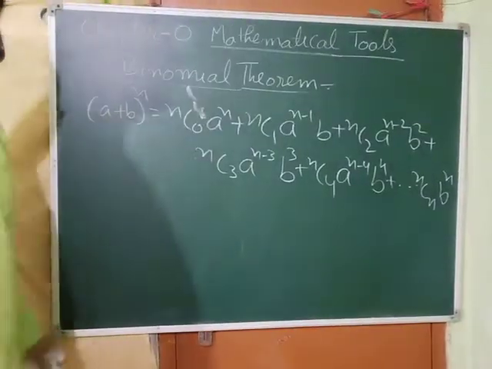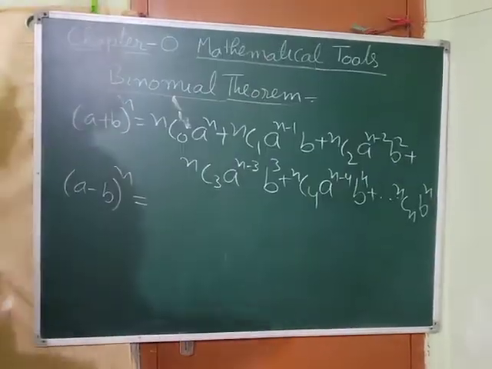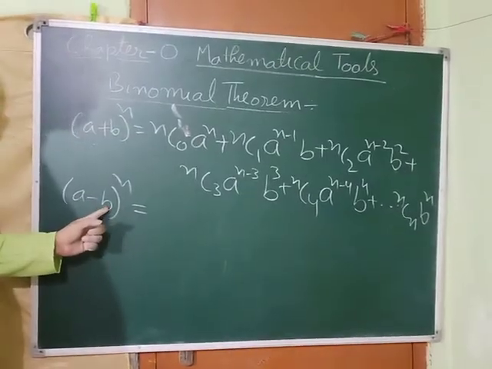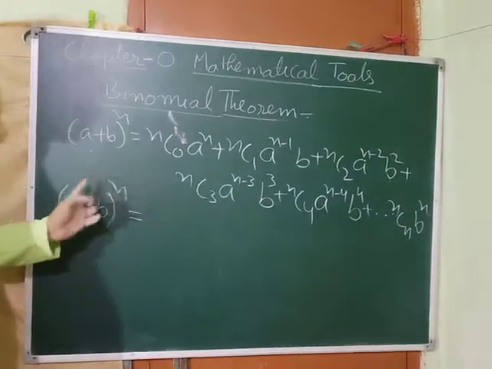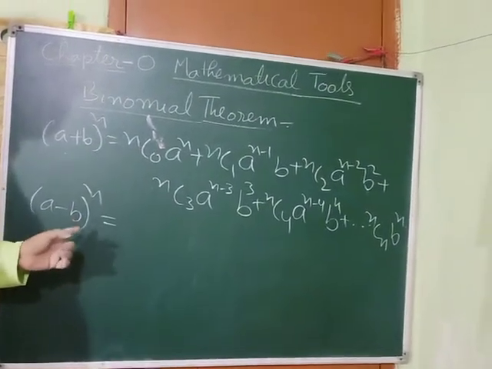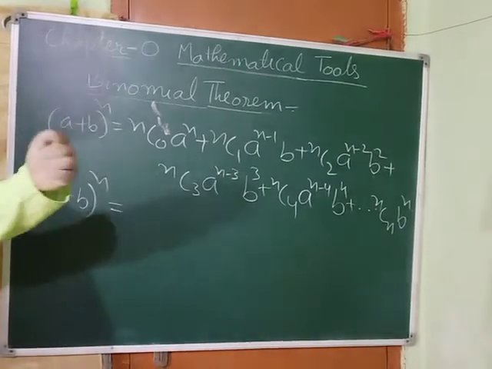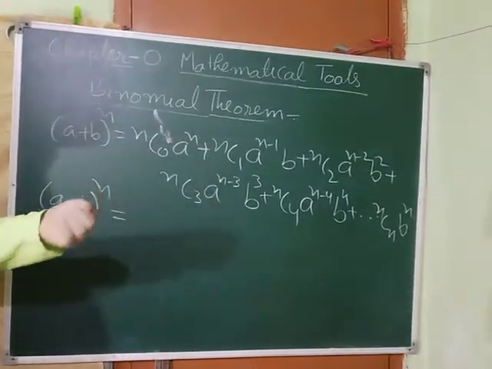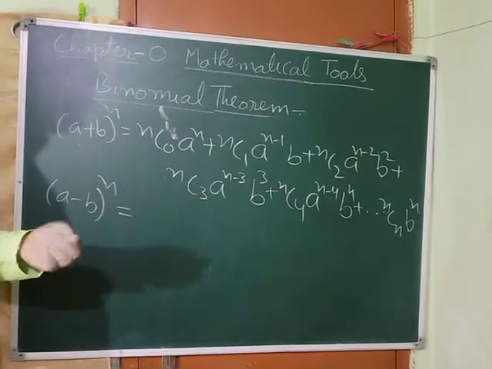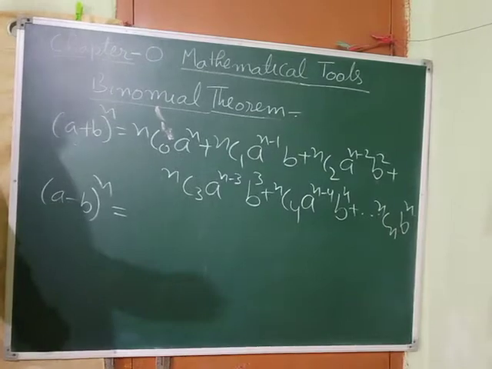Now if it comes like this, (a - b)^n, then what will you do? No problem. Wherever you find the odd powers of b in a term, you have to put a minus sign, that's all. Because minus b means b into minus 1, and we know that odd powers of minus 1 give minus 1 only. Minus 1 squared is plus 1, but minus 1 cubed is minus. Minus 1 raised to the power 4 is again plus because 4 is even, and minus 1 raised to the power 5 is again minus 1 because 5 is odd.